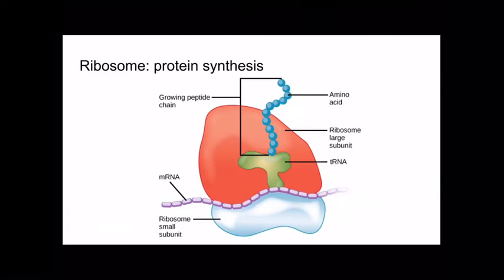So when we were looking at proteins and the structure of proteins, the first layer, I guess you could call it, of structure of a protein is the primary structure, which is just a sequence of amino acids.